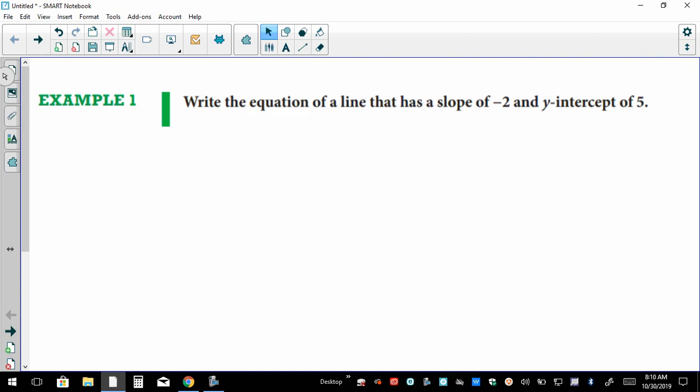Write the equation of the line that has a slope of -2 and a y-intercept of 5. How do I do that? Somebody tell me. How do I write this equation? What do I do first?